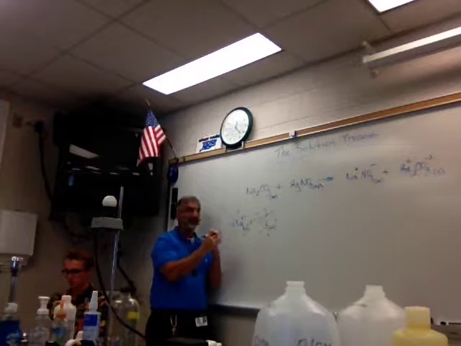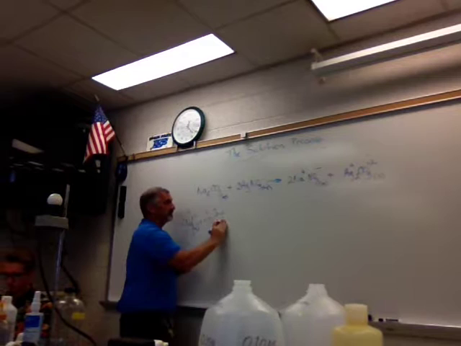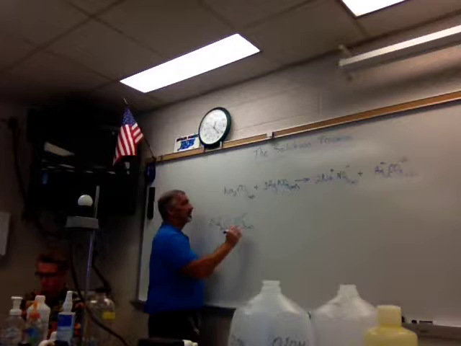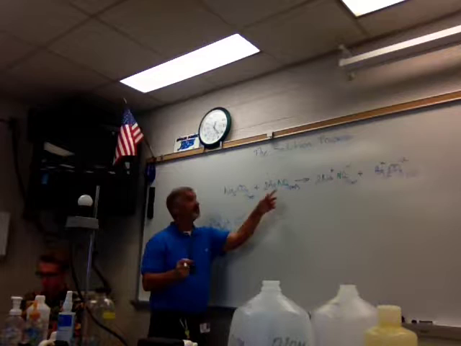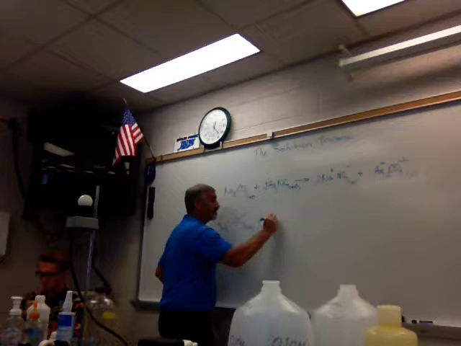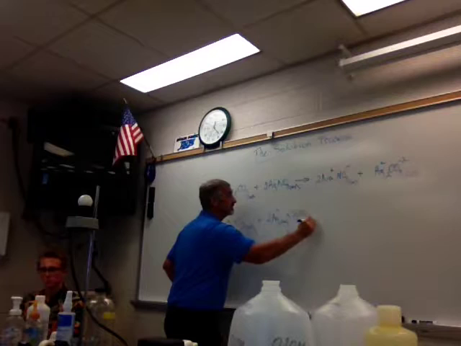So what's this going to break? Well, first of all, we've got to put a 2 and a 2. What's this going to break up into? Okay? The two ions are what? Ag plus and NO3 minus. But if we have two AgNO3, how many Ag plus am I going to get? Two Ag pluses and two NO3 minuses. Okay, so if I have two AgNO3s, I'm going to get two of each thing.